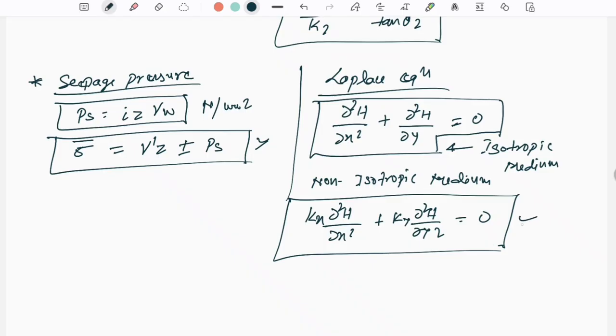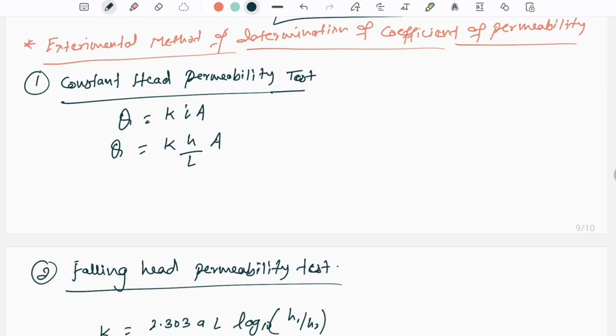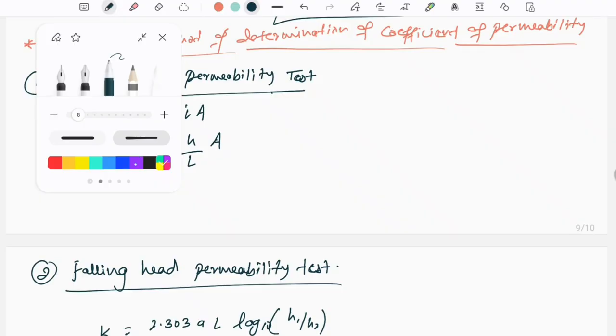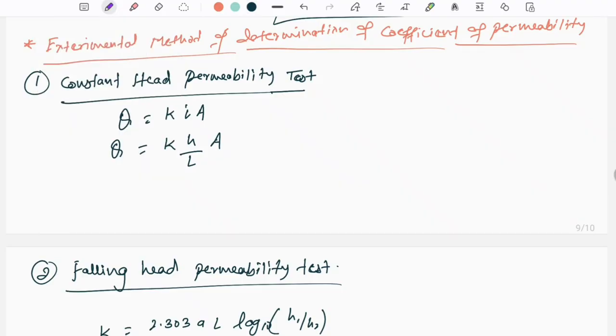This question, this relationship, is also asked directly in the objective exam. There are some experimental methods of determination of the coefficient of permeability. One is called the constant head permeability method or test. Constant head permeability test is used for coarse grained soil.